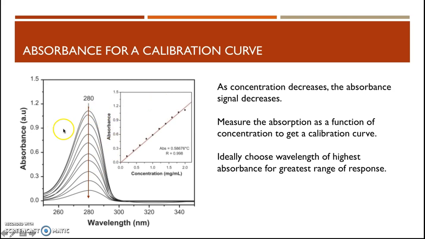So we measure literally, here's one concentration. I'm going to measure the absorption for that. I'm going to do another concentration, measure the absorption for that, and we'll get a linear calibration curve. Ideally, we want to choose a wavelength of the highest absorbance for the greatest range of response. So you can see the concentration range here is giving an absorption response of 0 to about 1.2. That's really as far as you want to go.